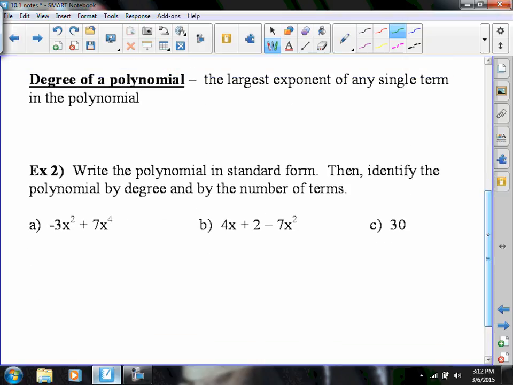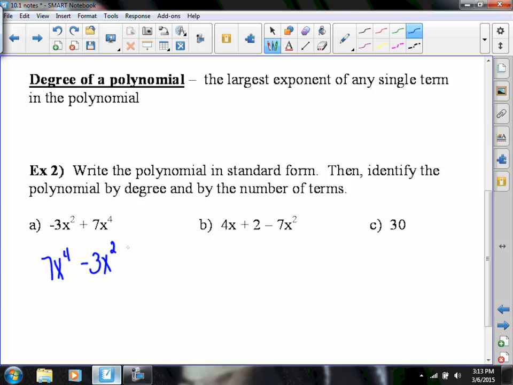So in example 2 here, we're going to practice that. We want to write everything in descending order and then state the degree and name it, tell how many terms there are. So part A, I have negative 3x squared plus 7x to the fourth. Well, my x to the fourth, that's a higher power because I have more x's. I have 4 x's. This only has 2. So we'll have 7x to the fourth first minus the 3x squared.